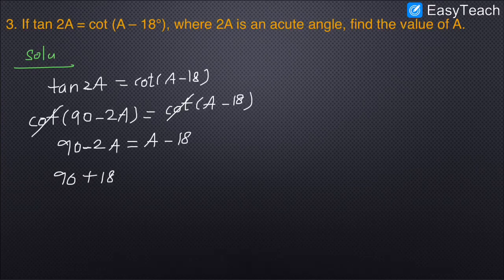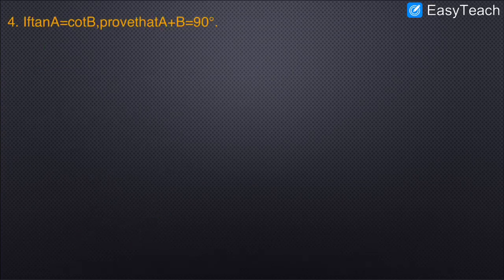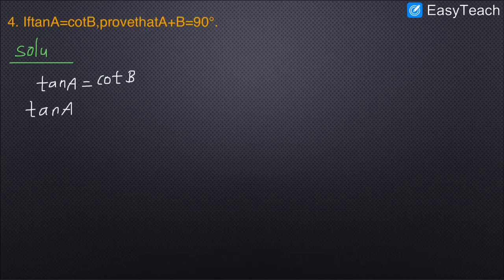Fourth one. If tan a equal cot b, prove that a plus b equal 90 degree. So here, what is given? Tan a equal cot b. So we can keep tan a, and for cot b, I am going to write tan 90 minus b. So let's cancel. So a equal 90 minus b. So obviously a plus b equal 90 degree. Let's move on to the fifth question.